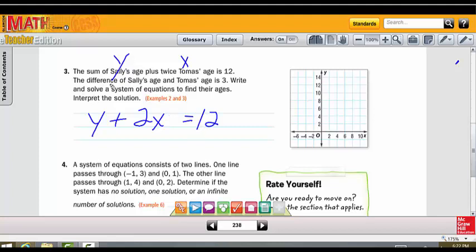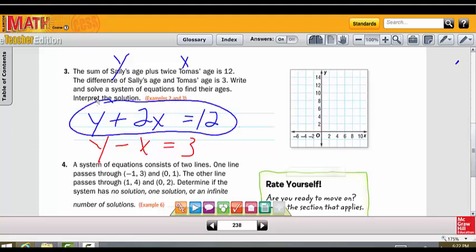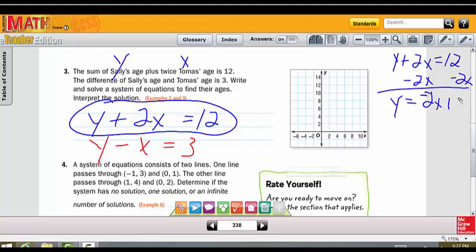For our second equation, we have the difference of Sally's age, y, and Tomas's age, x, so y minus x is 3, so it equals 3. So we have two equations that we can graph here. We'll start out with the first equation here, and we have y plus 2x equals 12. So the first thing we need to do is get this in slope-intercept form. We can subtract 2x from both sides to do that, and we'll end up with y equals -2x plus 12.